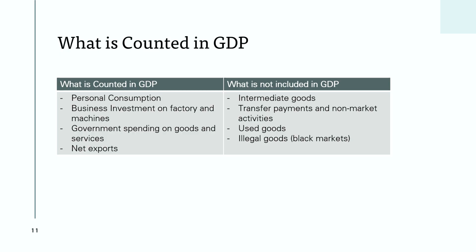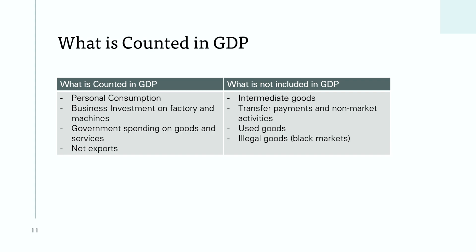Remember, GDP measures the market value of all final goods and services produced within a country in a given year. Because of this definition, some items are counted and others are not. We know the four components that are included in GDP: C, I, G, and net exports, right? However, we have some items that are not included in GDP. For intermediate goods, counting them would cause double counting.